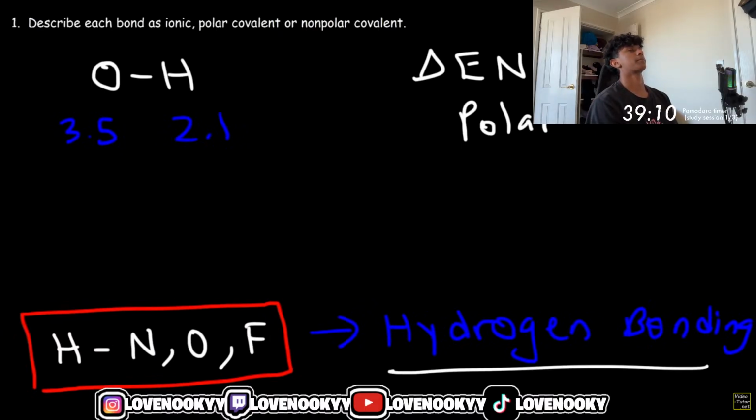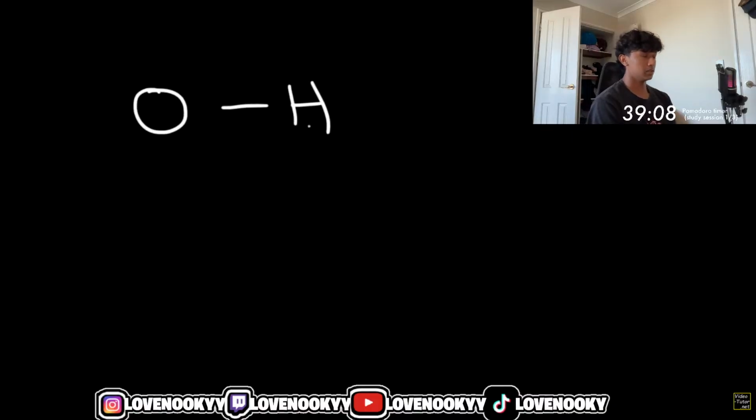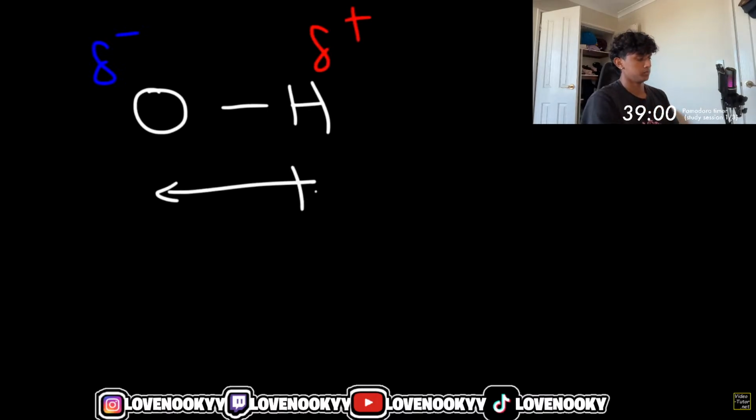Now let's indicate the bond polarity. Because oxygen is more electronegative, it's going to have the partial negative charge, and hydrogen is going to have the partial positive charge. So to indicate the dipole moment, we're going to draw the arrow towards the more electronegative element.